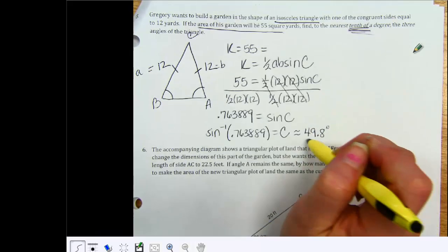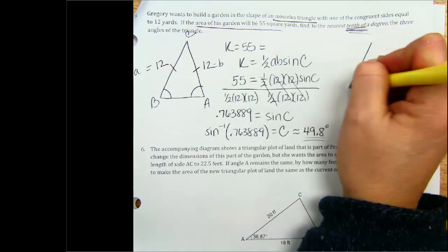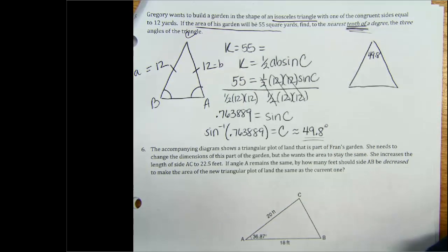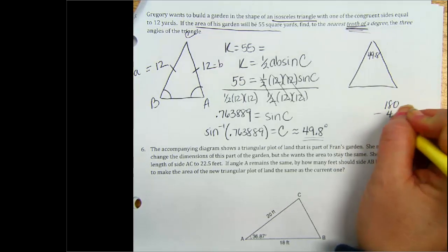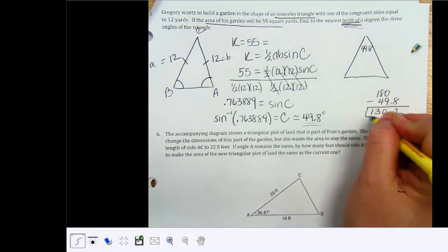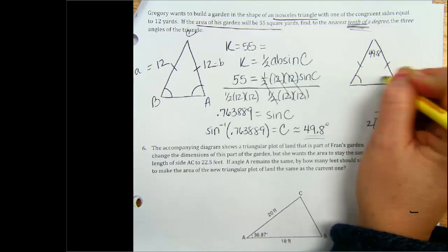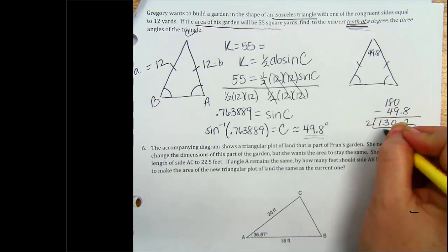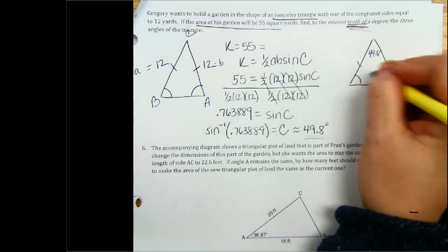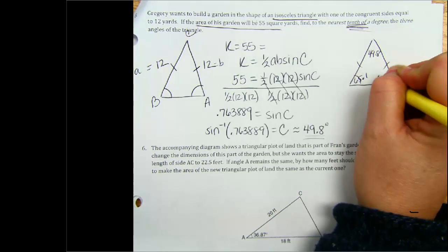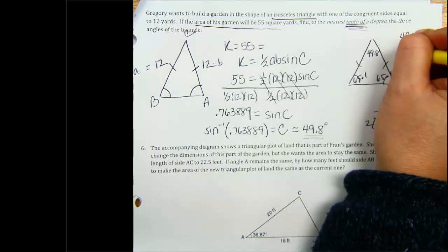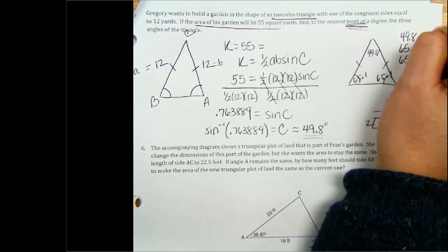So angle C, rounded to the nearest tenth of a degree, is 49.8 degrees. So I redraw my picture just because it helps me. I need to remember from middle school that the angles in a triangle always add up to 180. So 180 minus 49.8 is 130.2. My two base angles are equal, so I divide that by 2, and each of my other two angles is 65.1 degrees. So finding all three angles of my triangle, I get 49.8, 65.1, and 65.1.